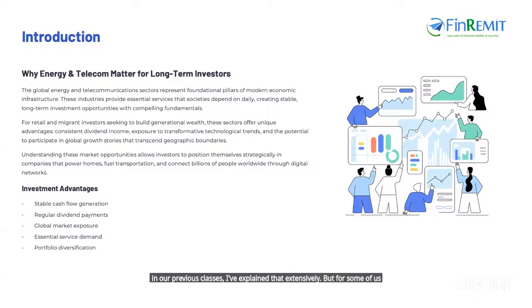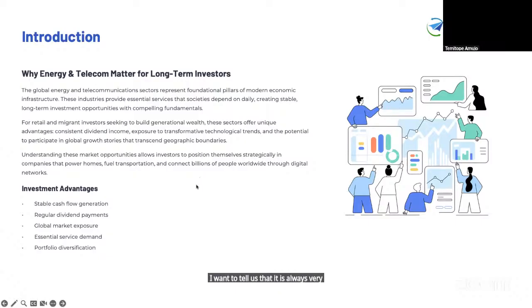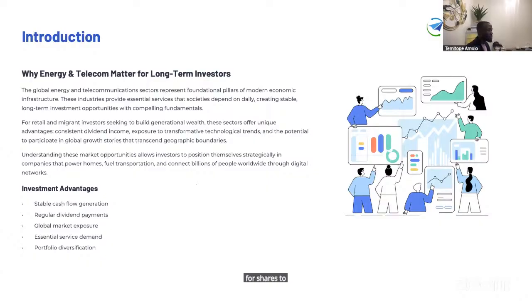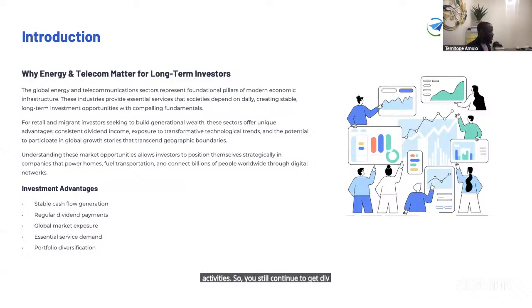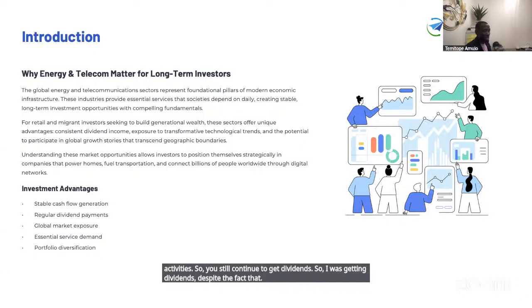But for some of us that did not join or didn't attend those classes, you could remember that I said we have the fundamental and we have the technical. So the fundamental is the news that is happening about the company or the sector, while the technical is how the market moves, demand and supply, bearish or bullish. So irrespective of the market capitalization or market valuation, I want to tell us that it is always very rare for companies, even if their shares are dropping, there is every possibility that the company is still making profit, because profit is being generated from operational activities, while share capital is by market activities. That's the stock market activities. So you still continue to get dividends. So I was getting dividends despite the fact that the market may be downturning or otherwise.